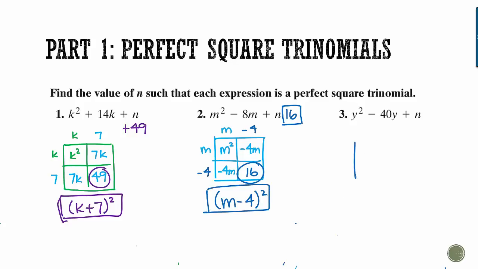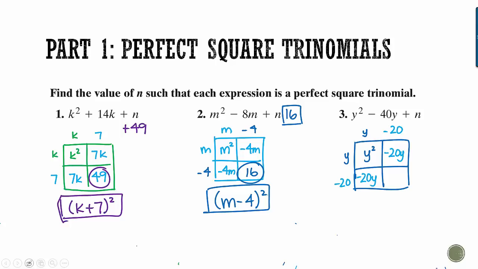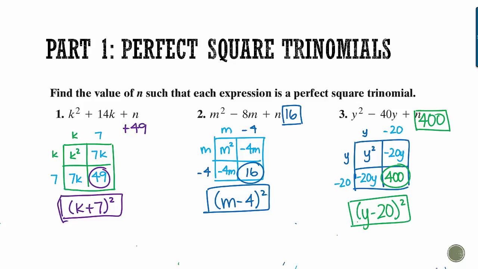And we try this last one. We have y squared here, so we know that was y times y. Negative 40, so we've got to split that up. So negative 20y is here and here, because remember, we want this to be a square, so we want to split that 40 right in half. And if you do 20 times 20, you get 400. So 400 is the number that completes the square. And if we wanted to factor this, it would be y minus 20 all squared.